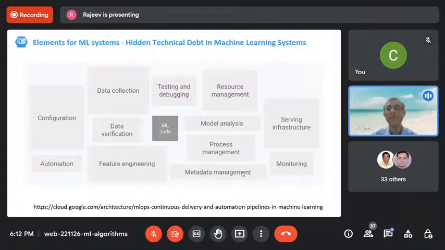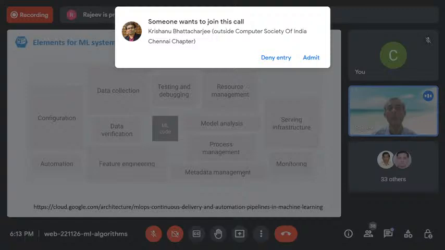Then coming to machine learning beyond the code per se or the algorithms per se, there is model analysis, model management and things like that. Then data governance aspects like metadata management, process management and other things come. And then serving infrastructure, serving and monitoring, very important in the industry as part of the operations aspect of it.